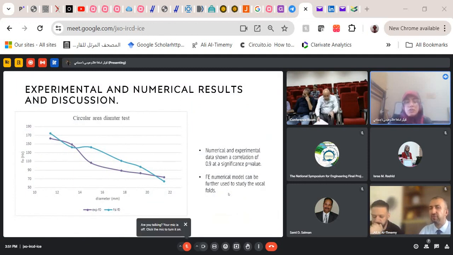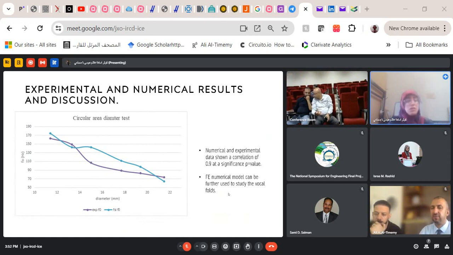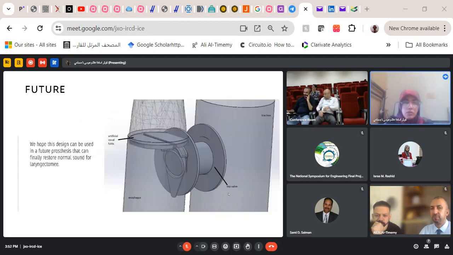We can see as we increase the diameter of the vocal folds, the fundamental frequency decreases. Those are both plots of numerical and experimental results of the frequency, and they showed a good correlation of 0.5 at a significant p-value below 0.05. This demonstrates that the finite element numerical model can be used further to study the vocal folds.